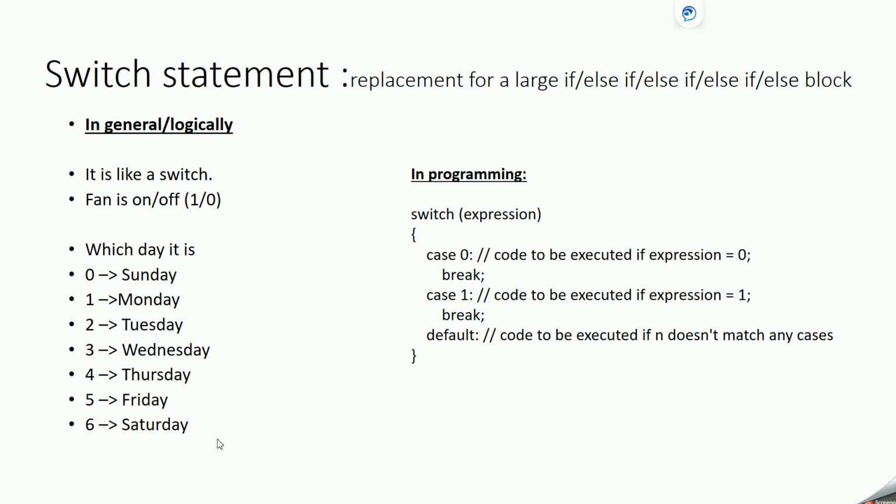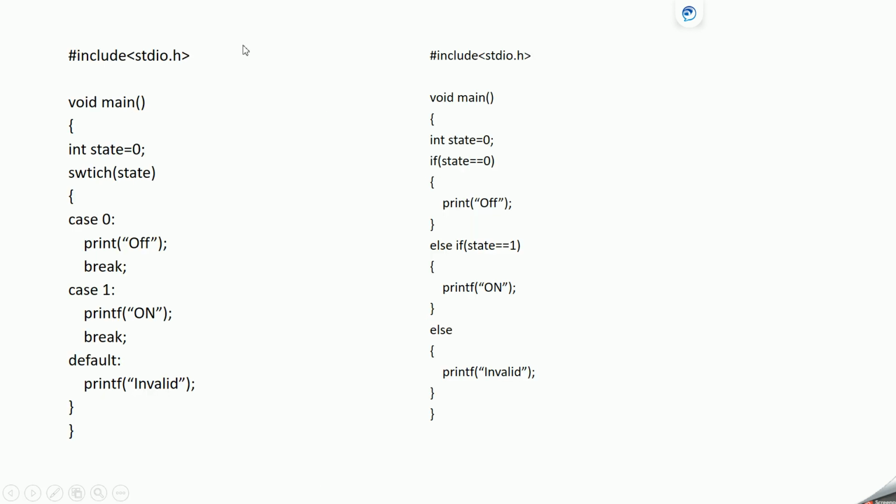Let's see an example using a program. If you want to mimic the switch off and on state in a program, using the switch statement, you just declare a variable called state, and then you write switch and state, then case 0, and whatever operation you want to do, you can write between the case and the break. I just wrote print off, and then case 1 print on, break. And suppose we get a value different from 0 and 1, then we say it is invalid.